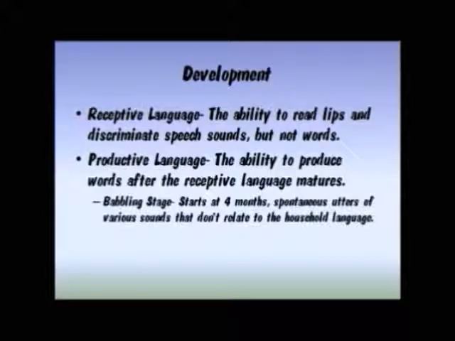So now we are into development. We have two different abilities in which we learn language: receptive and productive. Receptive language is the ability to read lips and discriminate speech sounds but not words. Productive language is the ability to produce words after the receptive language matures. So receptive language is basically the time period in which we listen and hear and see the words, but productive language is how we are able to take all that information and make our own words.